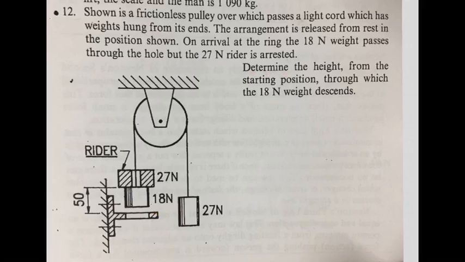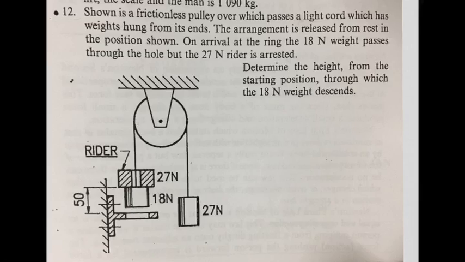They say determine the height from the starting position, that's here, through which the 18 Newton weight descends. So how far from where it is, it starts 50 above the bracket, and it will pass through, and then it will stop, and it will turn around and come back again. Now we're not interested in the coming back again. We want to know, determine the height from the starting position through which the 18 Newton weight descends.